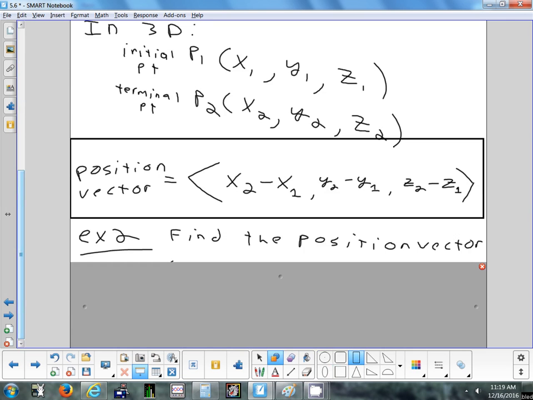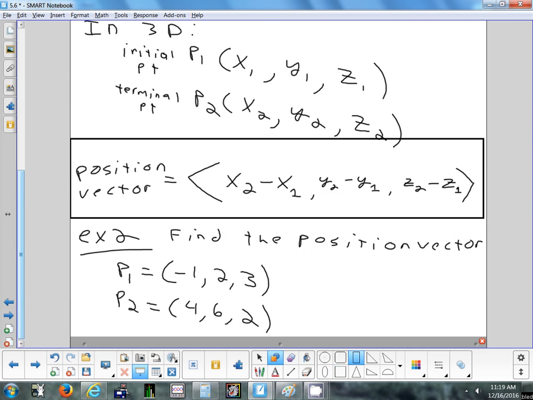Now I'll give you two coordinates. If I don't tell you which one is initial and terminal, always assume P1 is the initial, and then P2 comes second, so that's the terminal. Take a second and see if you can figure out the position vector for that initial and terminal point. You don't have to write it with the IJK notation. You can put it just like I did up above. You should know how to do that, but you don't have to.